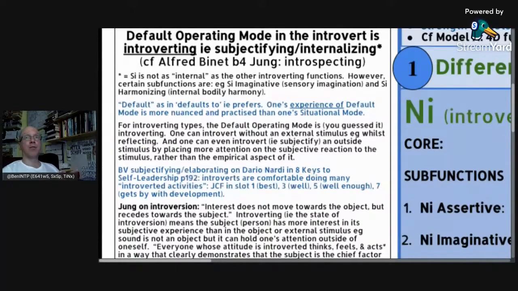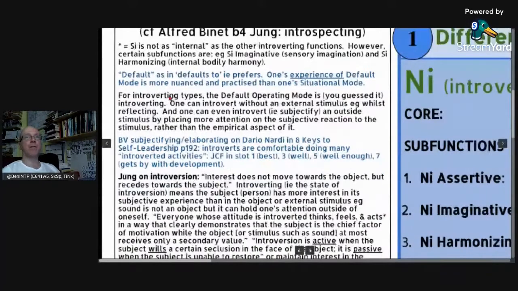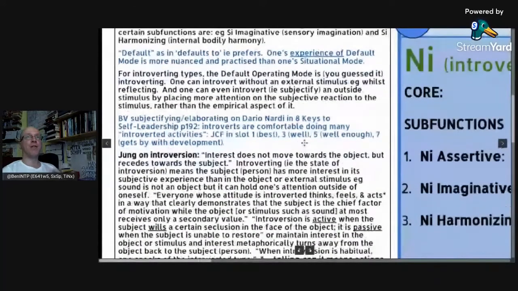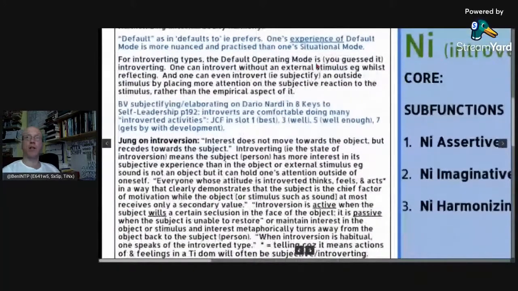Default, as in defaults to, one prefers. One's experience of the default mode is more nuanced and practiced than one's situational mode. For introverting types, the default operating mode is, you guessed it, introverting. One can introvert without an external stimulus, e.g. whilst reflecting. And one can even introvert, i.e. subjectify, an outside stimulus by placing more attention on the subjective reaction to the stimulus rather than the empirical aspect of it.